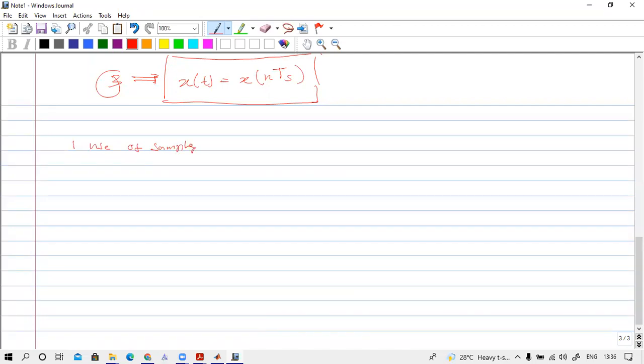Say we have x(t), this kind of arbitrary signal. Say we want to store this signal in a RAM.